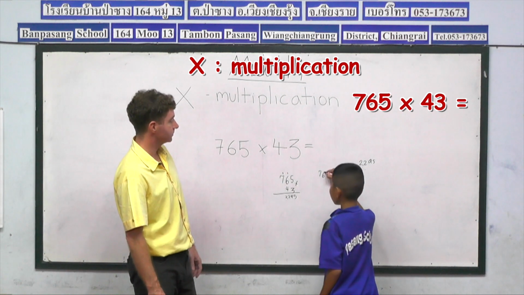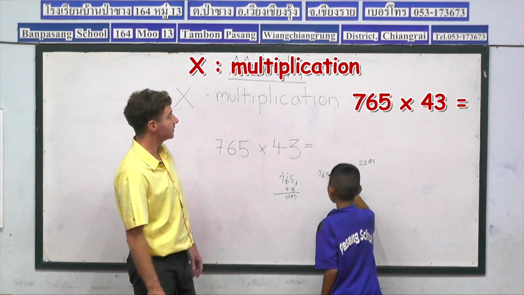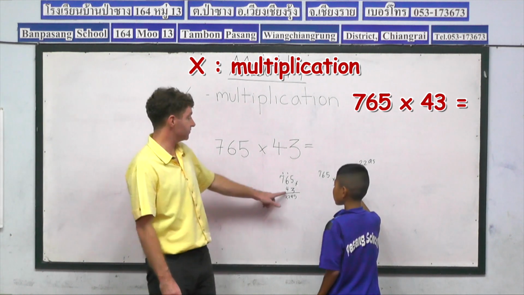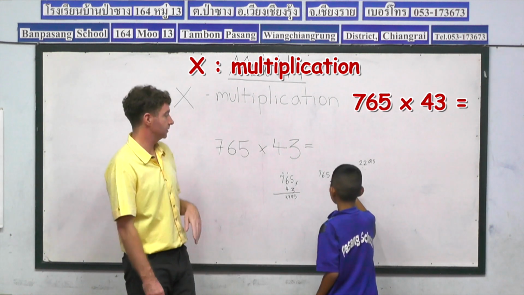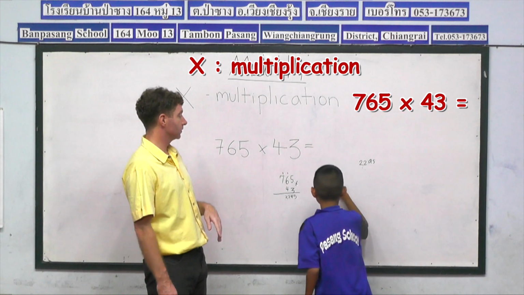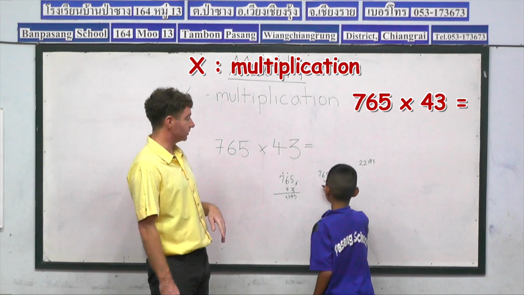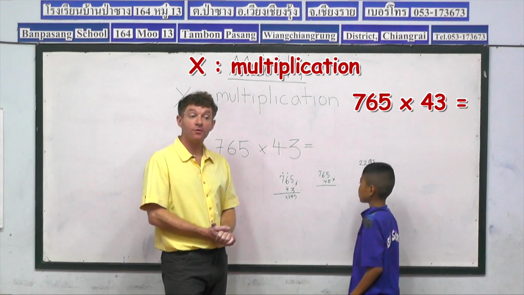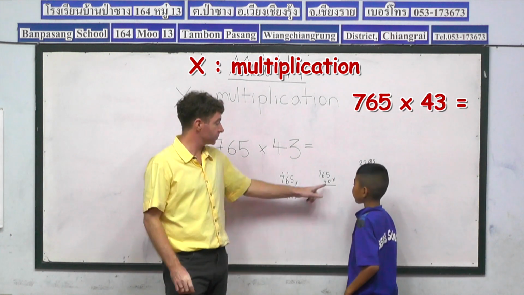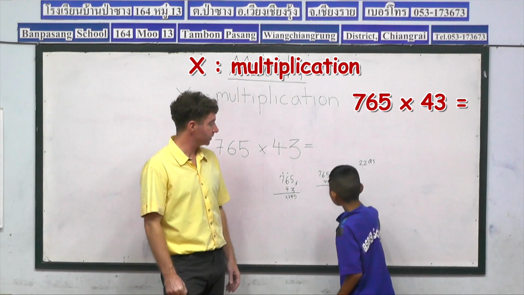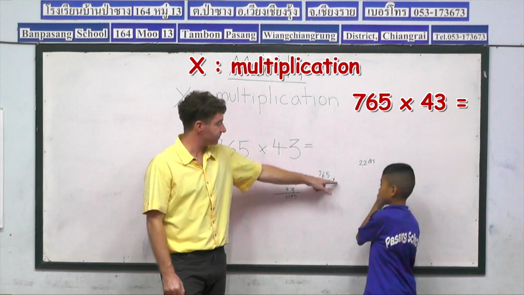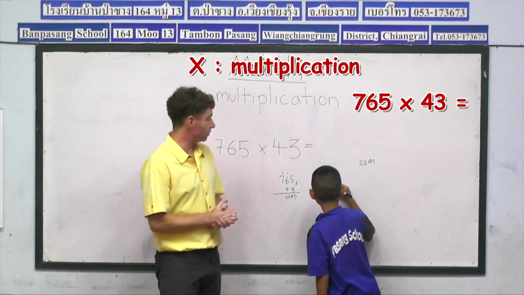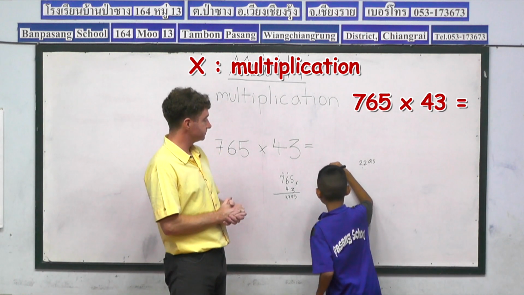765 times, not 43, times 40. Excellent. But remembering, guys, what do we do with the 0? Remove the 0. So we can cross out the 0. And now, 4 times 5 equals 20. So we write the 0, carry the 2.